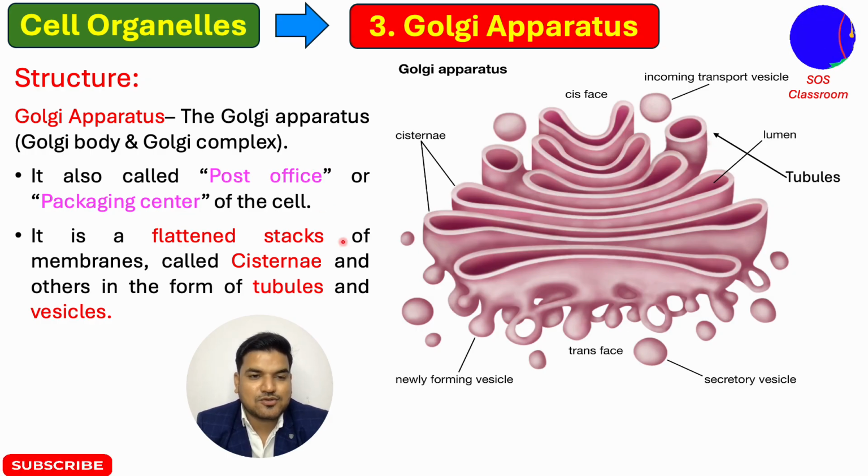So the Golgi apparatus is also called a post office or packaging center. So what is the function of the post office? Different types of packages of material are transferred from one place to another place. It is the same as the function of the Golgi apparatus: packaging of vesicles, packaging of protein and transfer to the cell membrane. That's why it is also called a post office or packaging center. You can see these are the lumen or flattened surface, cisternae, tubules and vesicles.